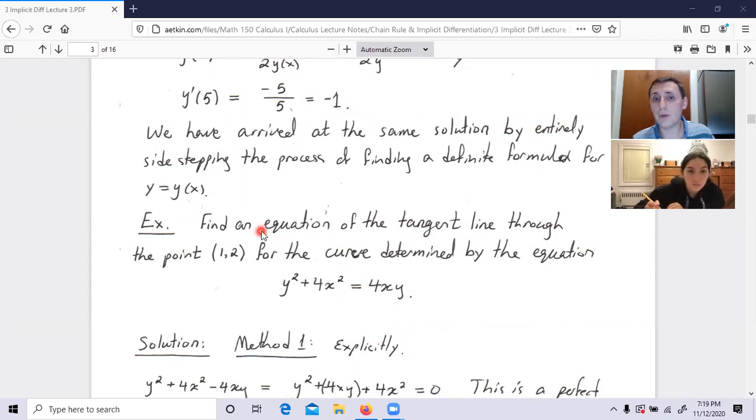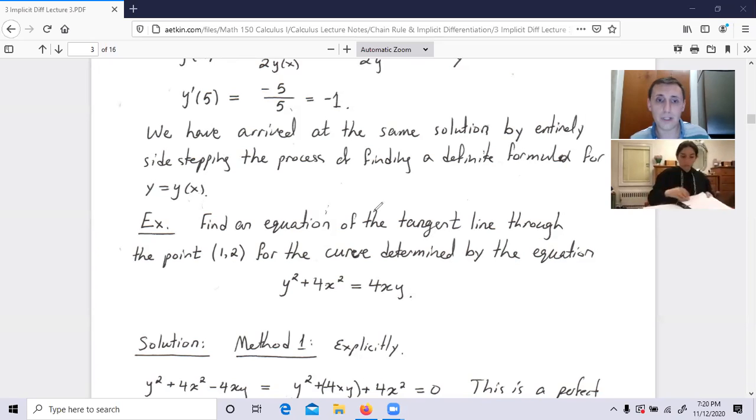Find an equation of the tangent line through the point 1, 2 for the curve determined by the equation y squared plus 4x squared equal to 4xy. So again, guys, do you understand? This is a relationship on coordinates. So we can check which points are on the curve and which are not on the curve, even when we do not see the curve explicitly without a picture.